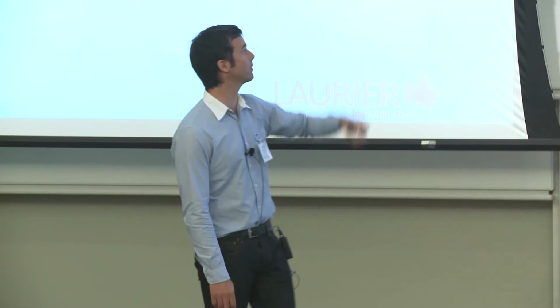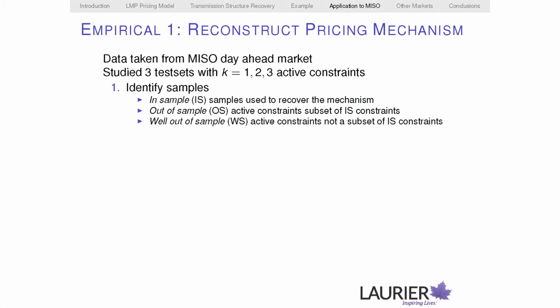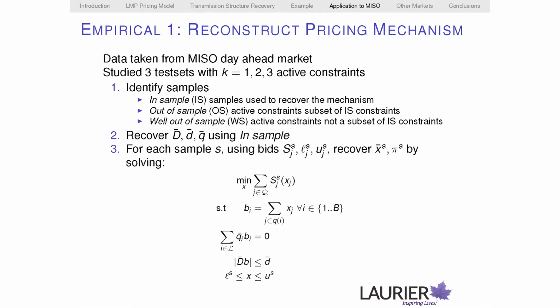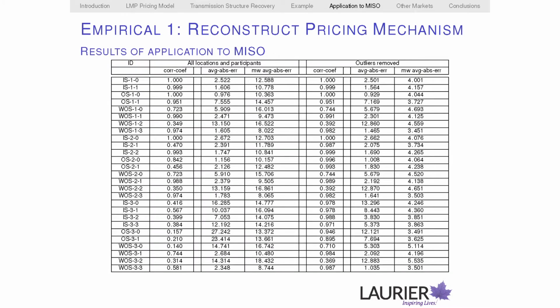And then we took a look at the well-out-of-sample case, when we have active constraints which aren't a subset of the in-sample constraints. Our hope was that we would do very well in the in-sample, pretty well in the out-of-sample, and have bad predictive power on the well-out-of-sample cases. So we recover D, D, and Q using the in-sample, and that gives us the estimated, recovered pricing mechanism. Then we ran that, and I'll go through these one by one.